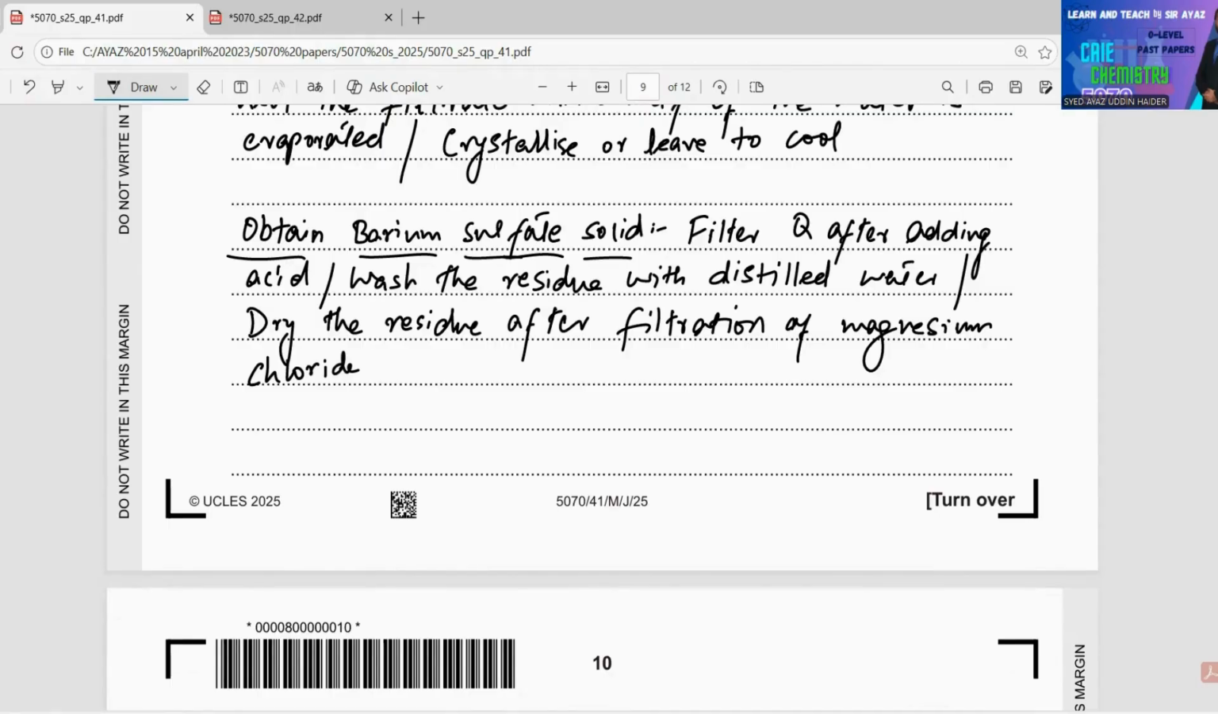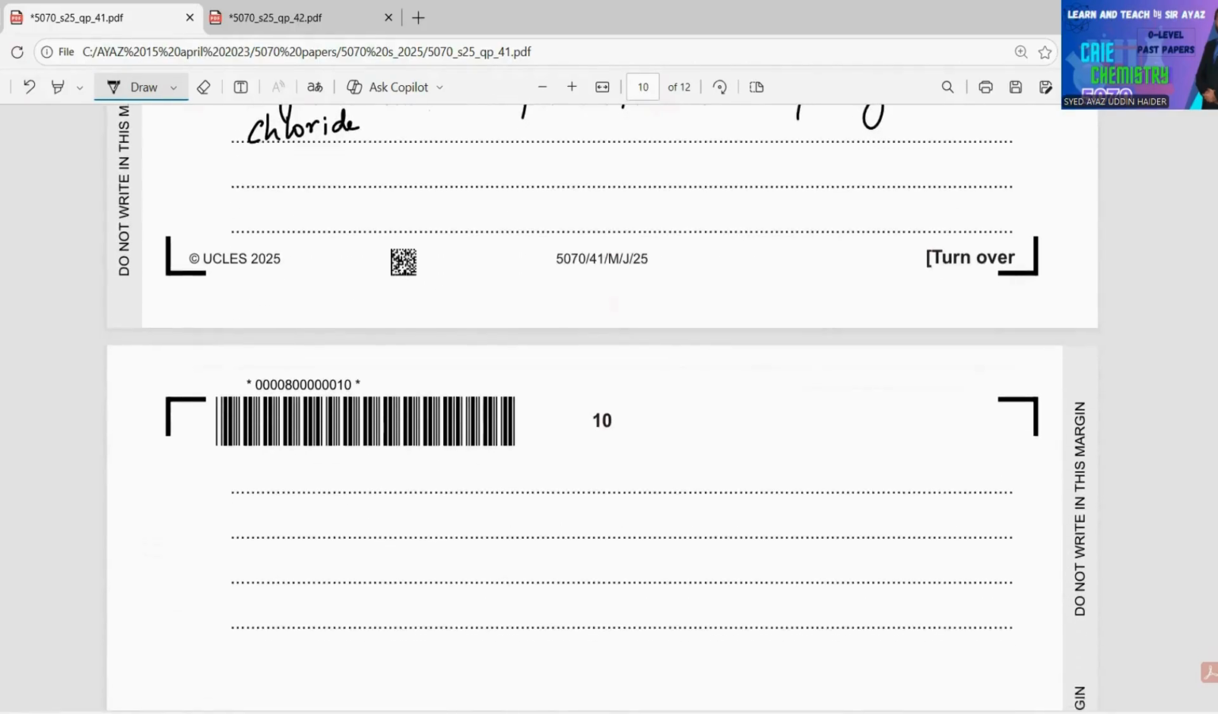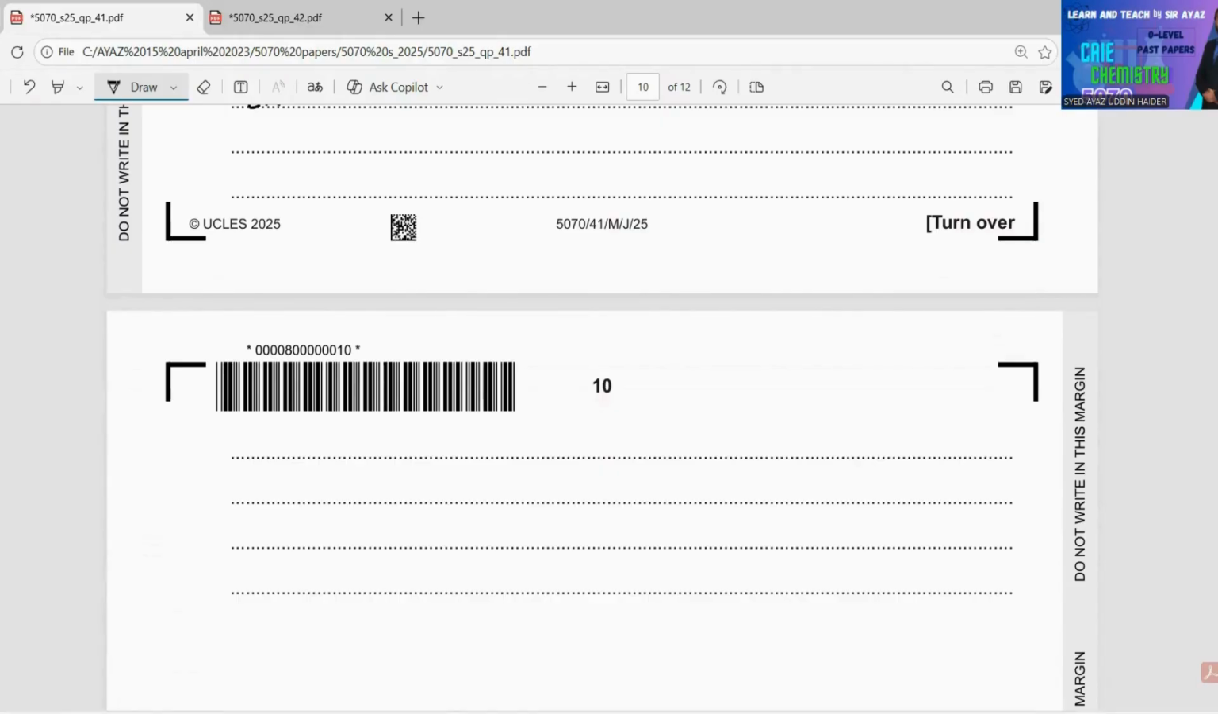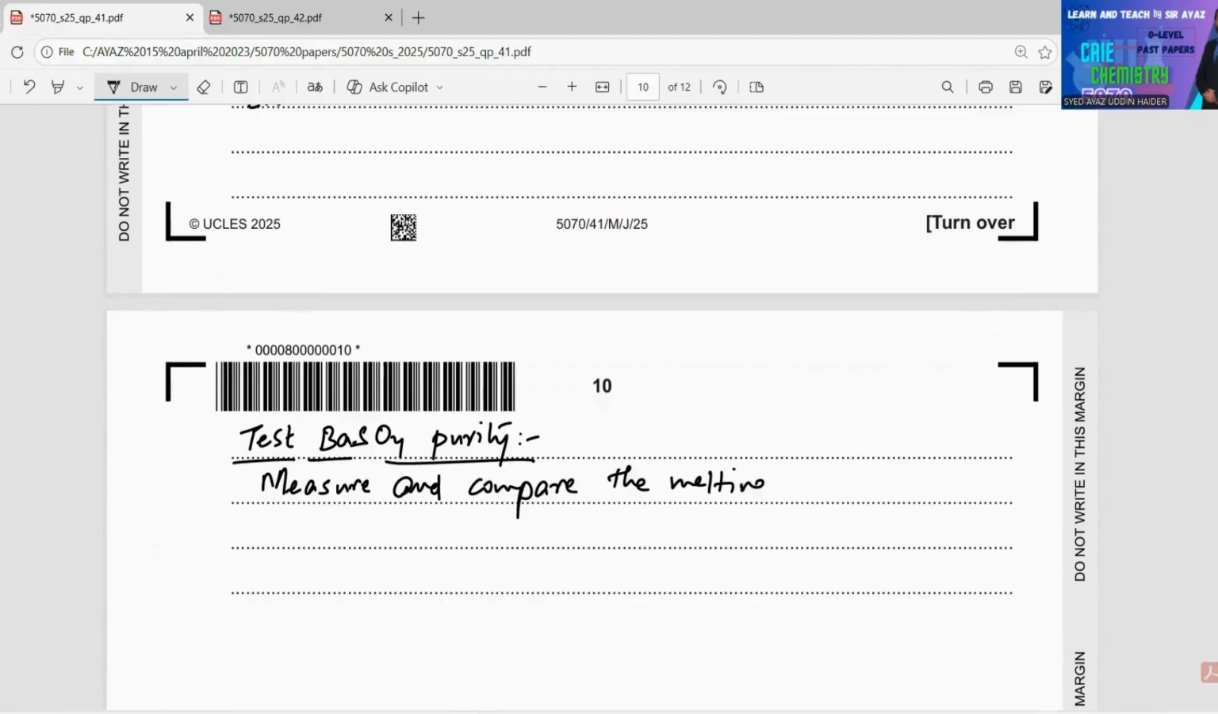We are still left with one mark. That is how you're going to test the purity of barium sulfate. BaSO4 is the formula of barium sulfate. How are we going to do this? Simply measure and compare the melting point of the residue.